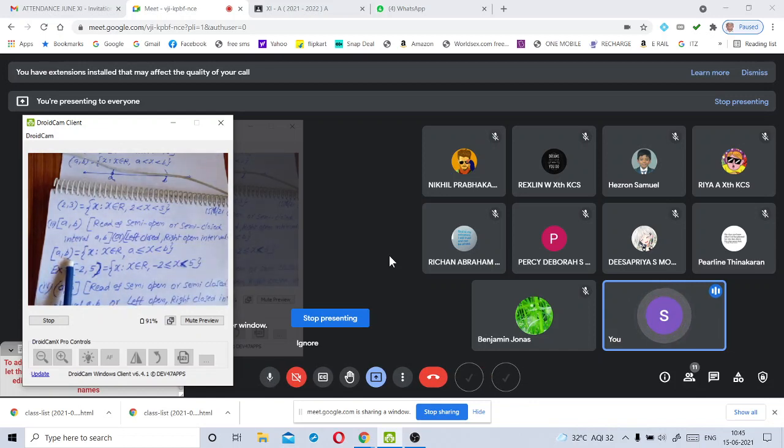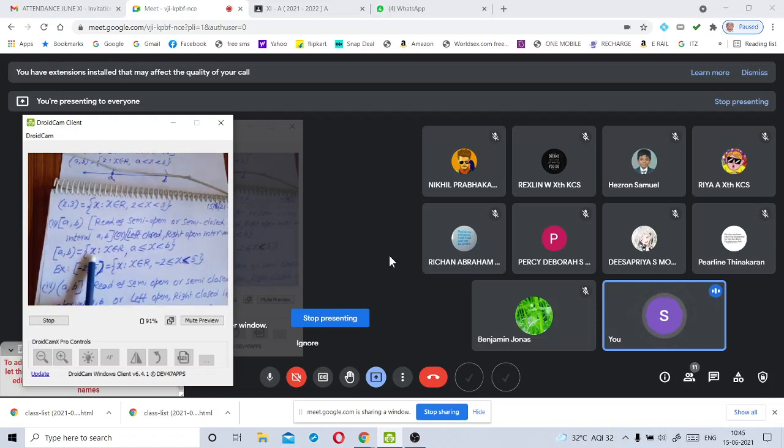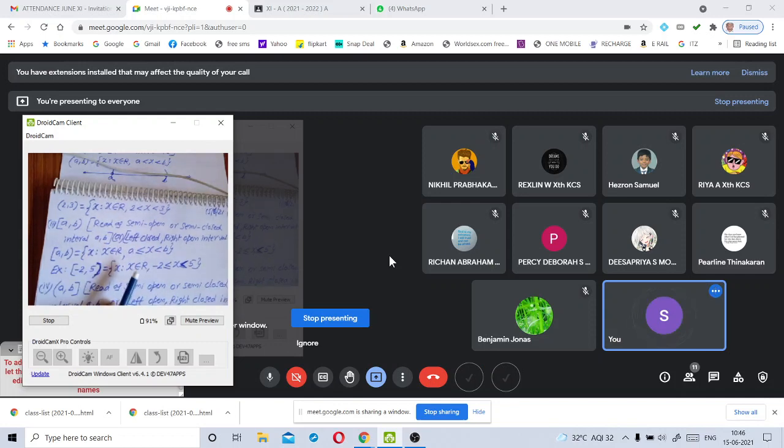Okay, my dear Samuel, is this clear? Yes, sir. Left closed, right open interval A comma B is equal to the set of all x such that x belongs to R, comma, A less than or equal to x less than B. Now will you read this line, my dear children? Nikhil?